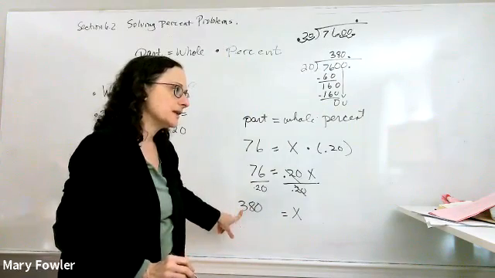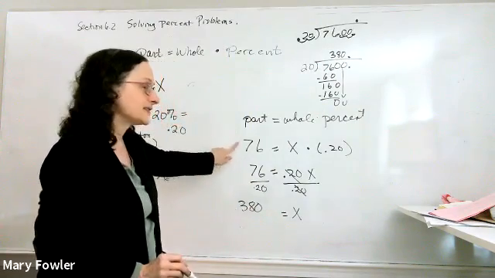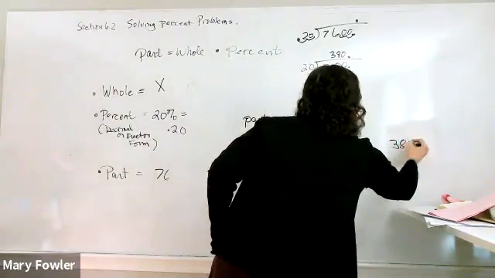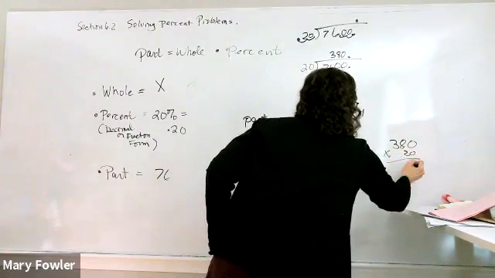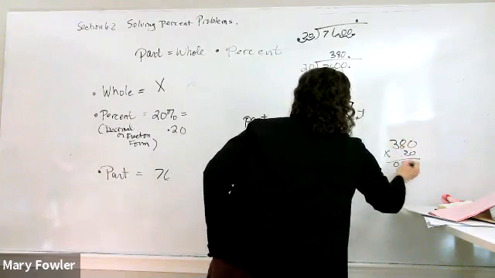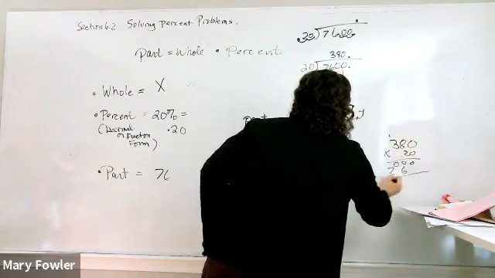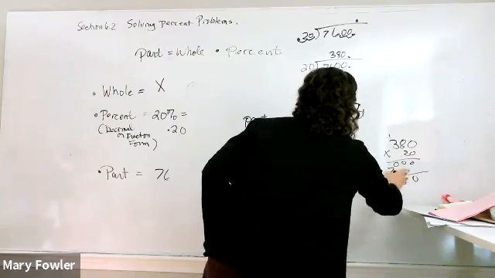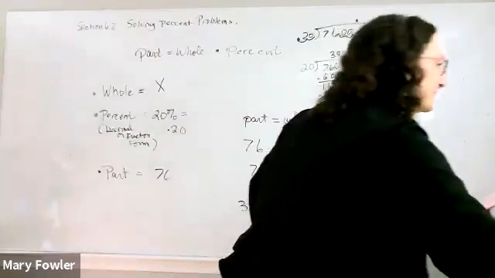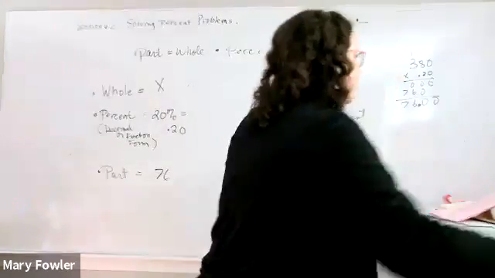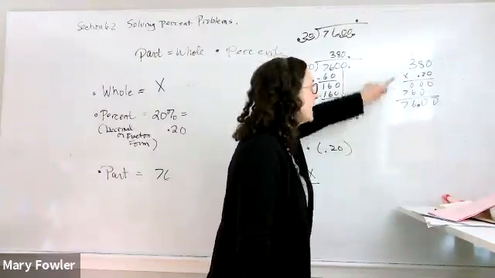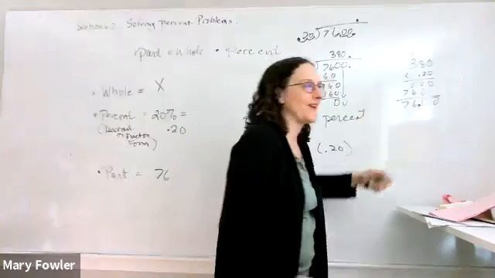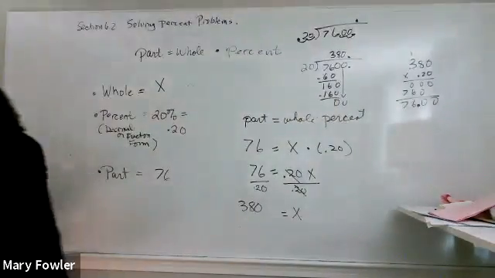Let's think about that if that makes sense. What is 20% of 380? We hope it's 76. And it would be good to check, right? So that's how we might check these problems. Okay, and here's the check. So we see that, in fact, 20% of 380 is 76.